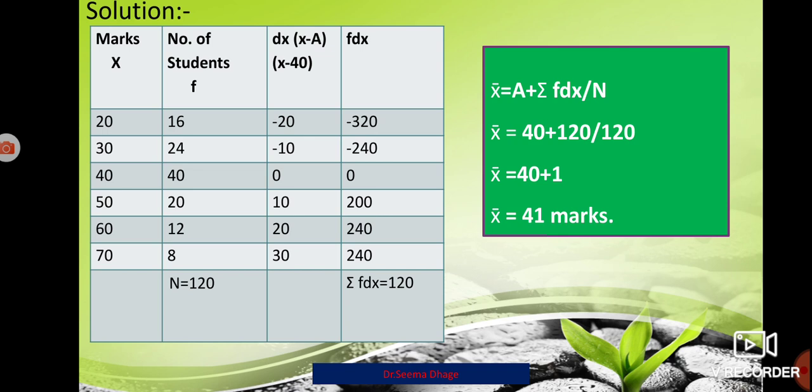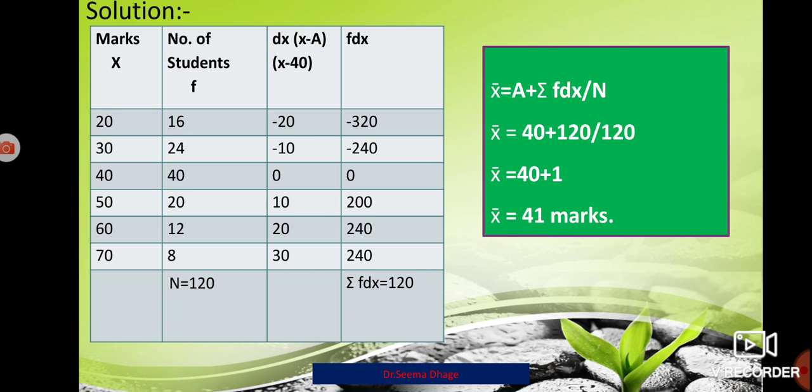So first row, 16 multiplied by minus 20, that is minus 320. 24 multiplied by minus 10, that is minus 240. 40 multiplied by 0 is 0. 20 multiplied by 10 is 200. 12 multiplied by 20 is 240. 8 multiplied by 30 is 240. Now we have to obtain the sum of these products, that is sigma f dx. So minus 320 plus minus 240 plus 0 plus 200 plus 240 plus 240. So sigma f dx is equal to 120.